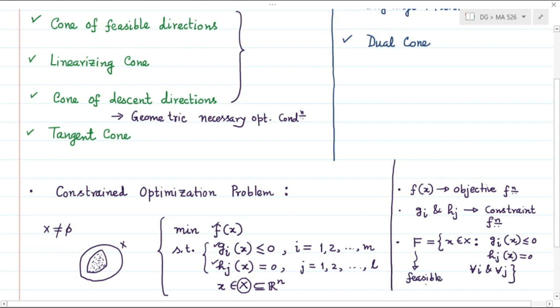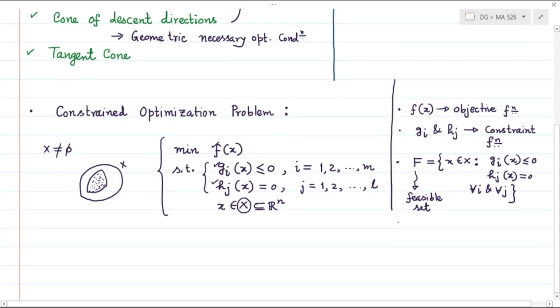Feasible set. And any point inside the feasible set is called a feasible point. Fine. So these are a few terminologies that will be required in due course.